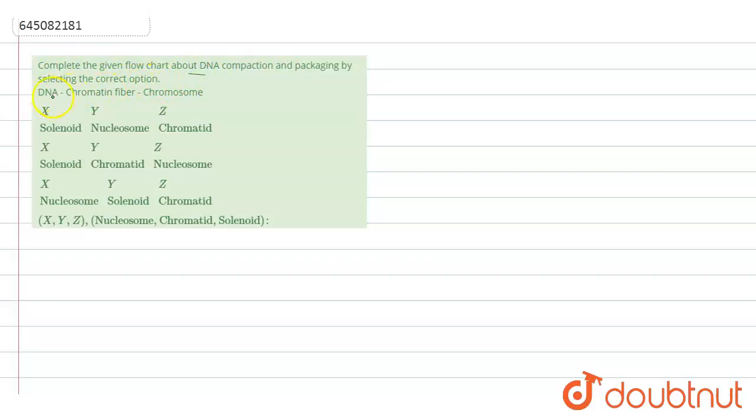The question here is: complete the given flow chart about DNA compaction and packaging by selecting the correct option. So we have the flow chart here: DNA, chromatin, fiber and chromosome. So we have to complete this flow chart here.